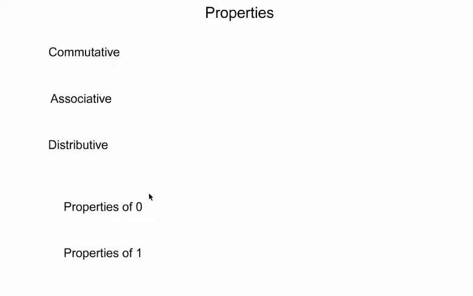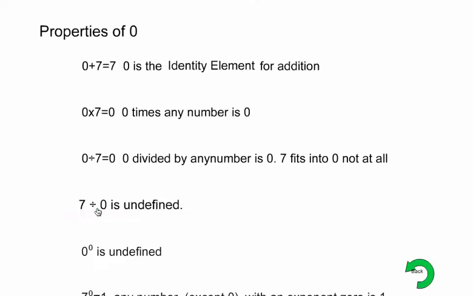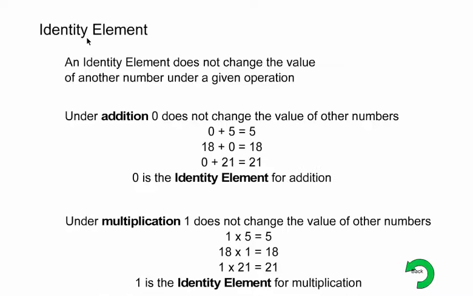Let's just move on to the properties of 0. Properties of 0: 0 plus any number is that number. So 0 plus 7 is 7. That's why 0 is the identity element, and that's important for addition. An identity element does not change the value of another number under a given operation. So under addition, 0 does not change the value of the numbers. For example, 0 plus 5 is 5, 18 plus 0 is 18, 0 plus 21 is 21. So 0 is the identity element for addition.